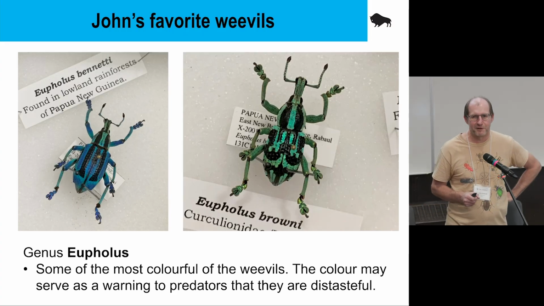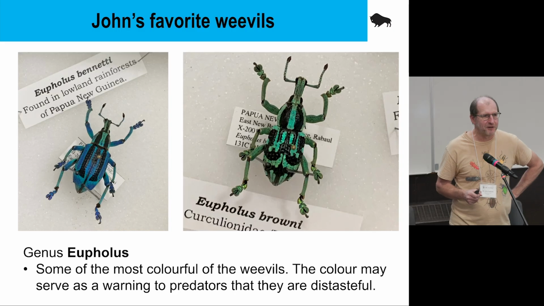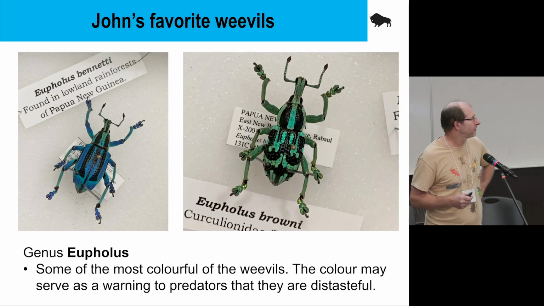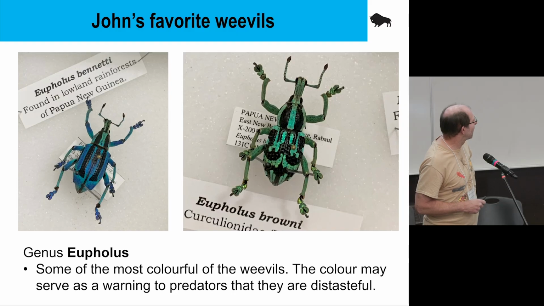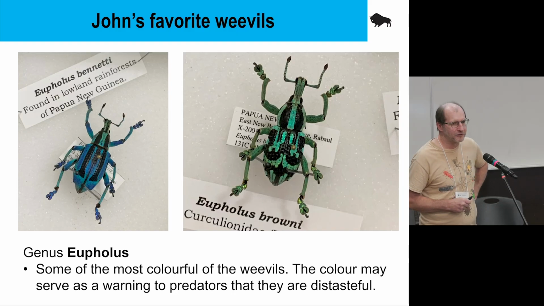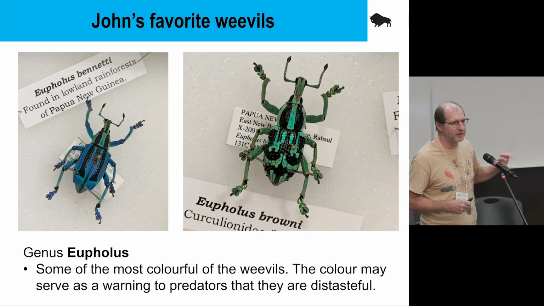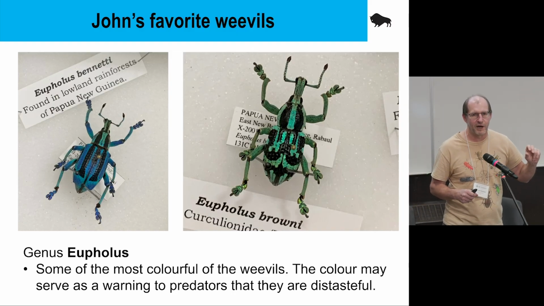I actually have time. I didn't think I would be able to get to this slide, but I am going to be able to cover my favorite weevils. So this is a group called Eupholace. And Eupholace, they're super colorful. They're quite diverse. There's about 60 to 70 species of Eupholace worldwide.